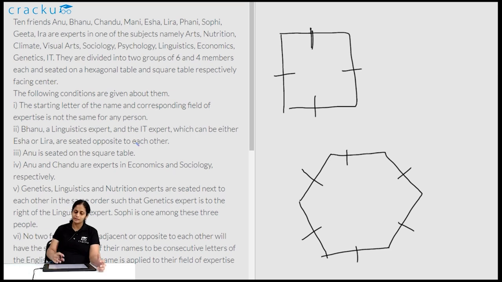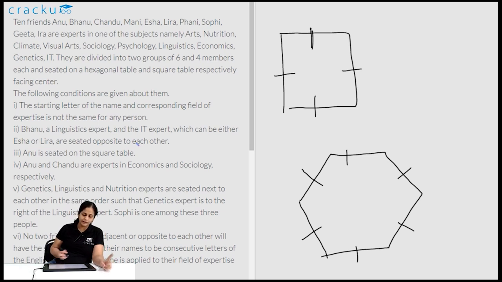Okay, so this is the basic 2 tables that are there, and we have to divide these people A, B, C, M, E, L, P, S, G, I into groups of 6 and 4. So we'll have to first divide who goes to the square table and who goes to the hexagonal table.